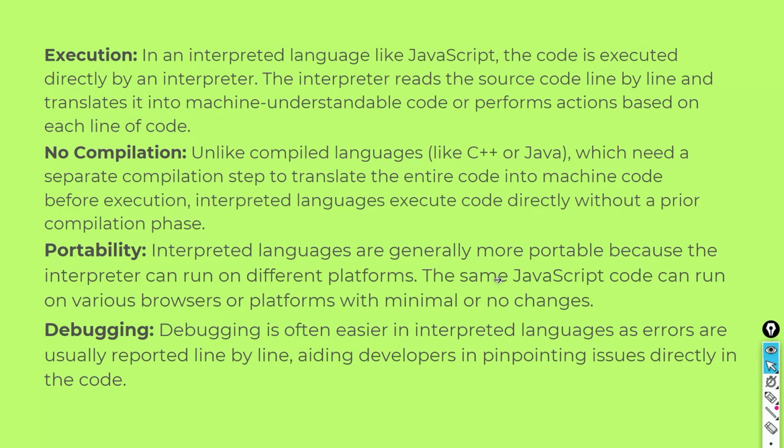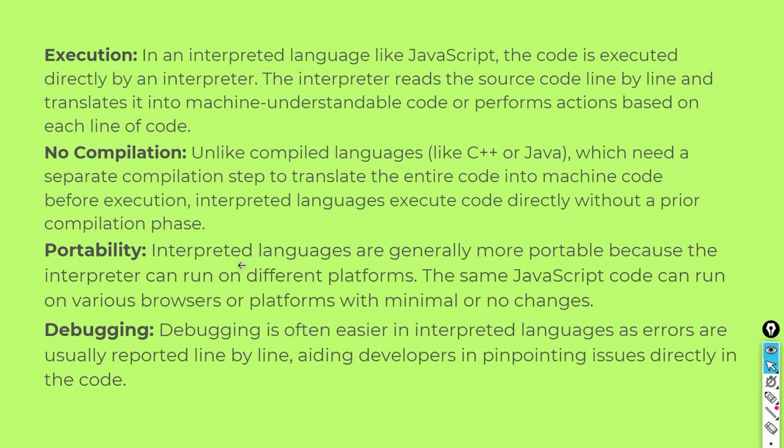The next thing is portability. Interpreted languages are generally more portable because the interpreter can run on different platforms. The same JavaScript code runs on various browsers or platforms with minimal or no changes. So what it means is that portability means the interpreted language runs in the browser. I'm talking about JavaScript. JavaScript runs in the browser. Most interpreted languages can run on the same platform with no changes.